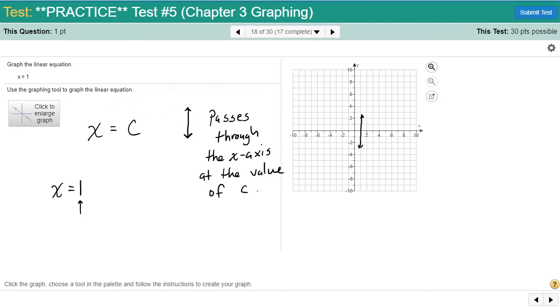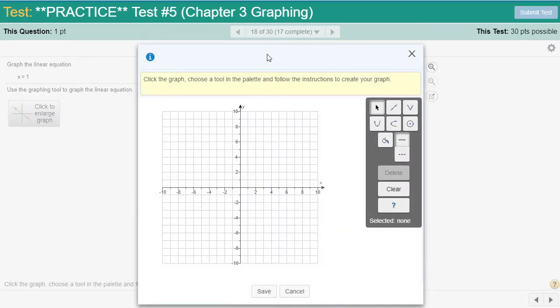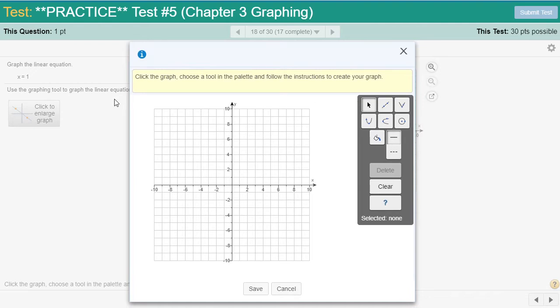But of course, we have to graph this on the computer itself. So what I will do is I'm going to get rid of just that line there. And just like before with questions 16 and 17, I'm going to click to enlarge the graph. And before I do that, I'll clear the screen so that doesn't get in our way. So here we have it, our graph, and we want to plot this line. We want to graph the equation x equals positive 1. So again, we know that this is going to be a vertical graph that passes through the x-axis at the value of the constant c.